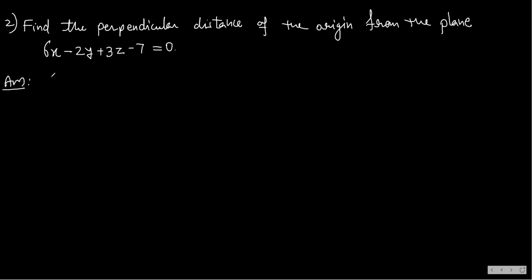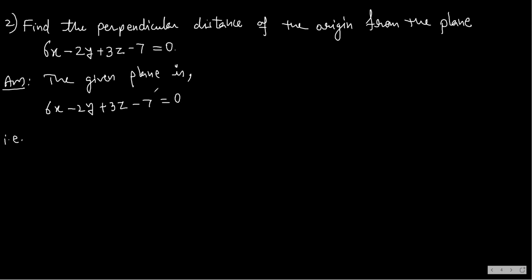So the given plane is, I write the equation of the given plane. What is it? 6x minus 2y plus 3z minus 7 equals 0. Now I write this negative 7 on the right side, so I'll get 6x minus 2y plus 3z equals 7.